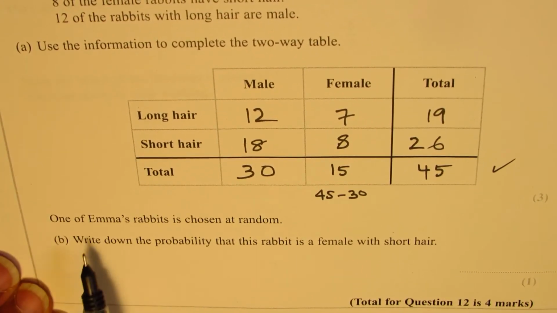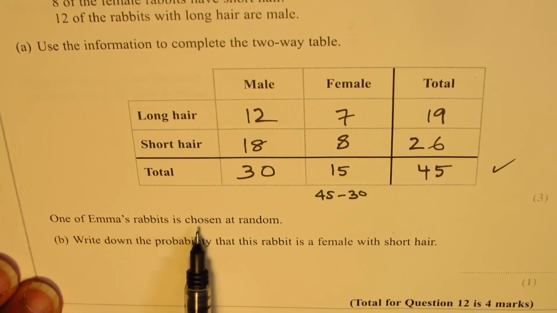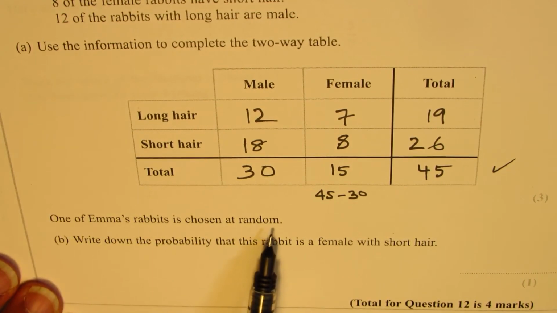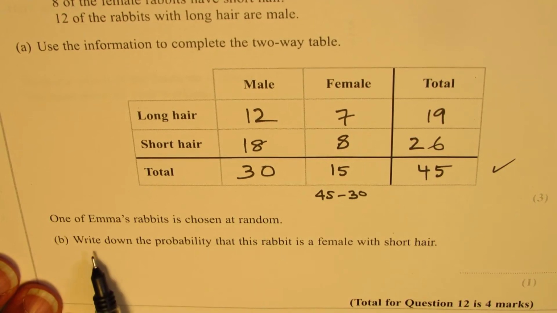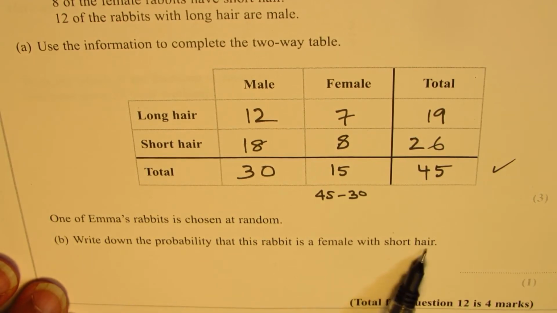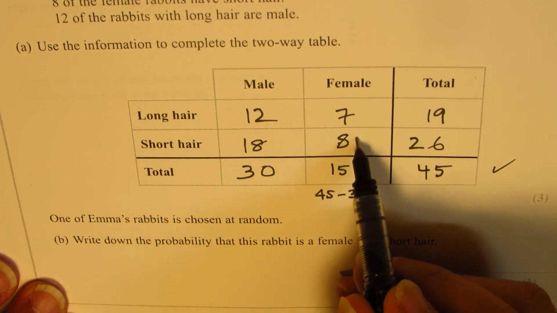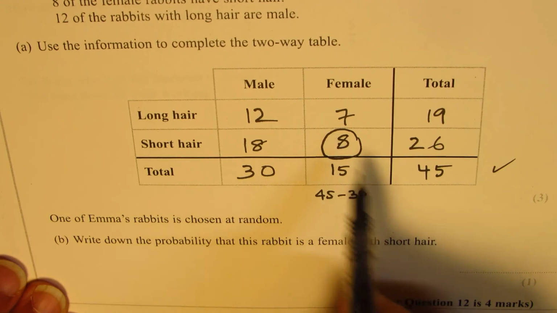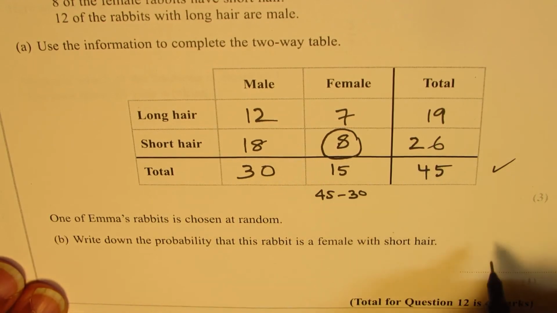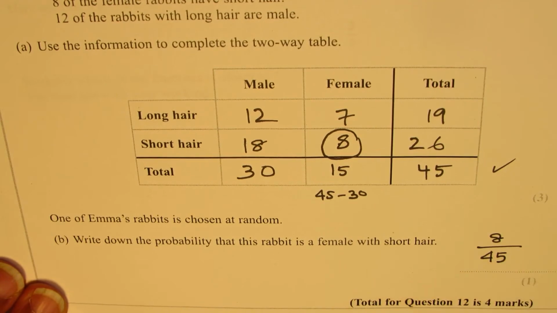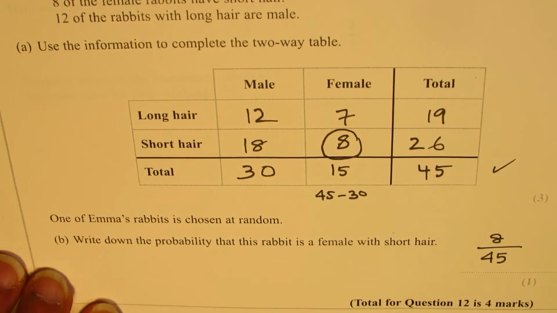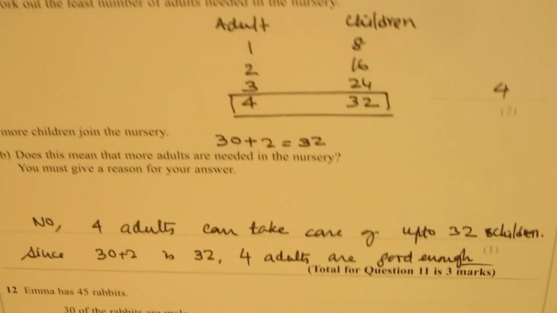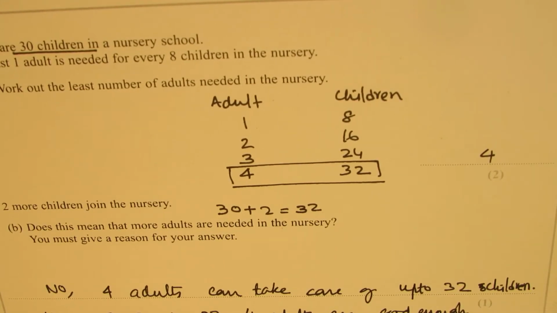Now let's answer. One of Emma's rabbits is chosen at random. So that's a probability question. Write down the probability that this rabbit is a female with short hair. So we are looking for a female with short hair. So 8 out of 45. So we have 8 out of 45 as our answer. Clear? So that is how we are going to answer this. So I hope that is clear.